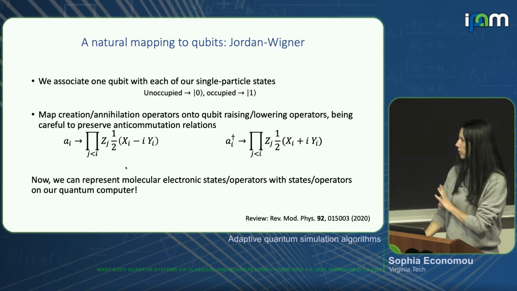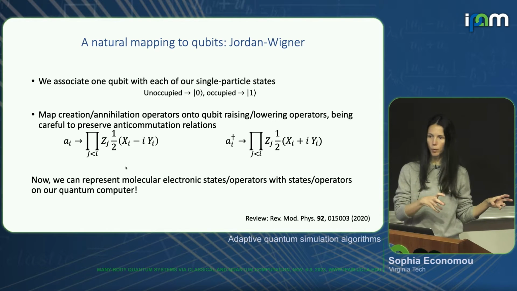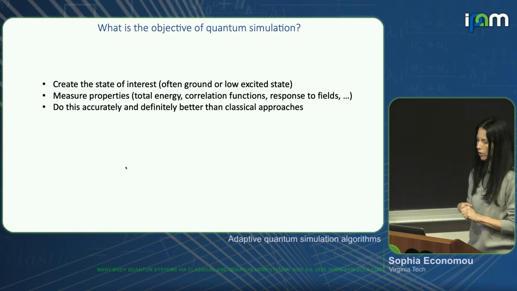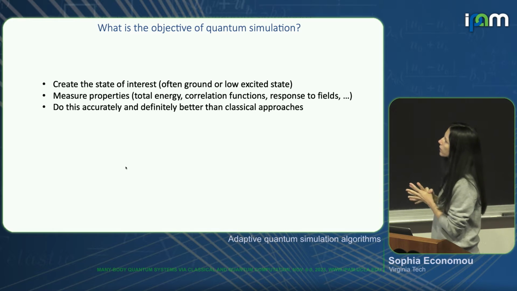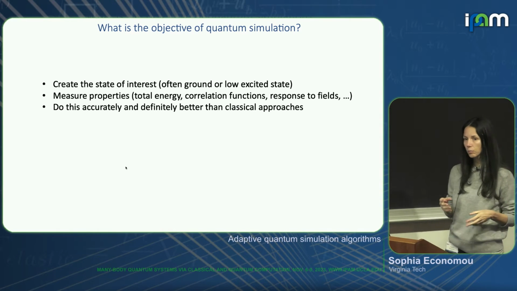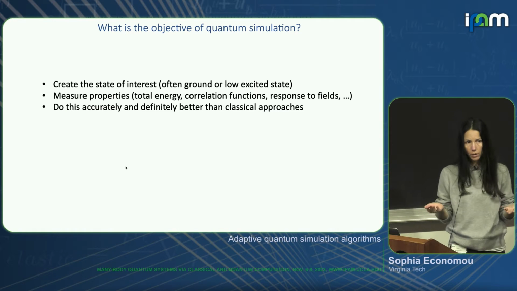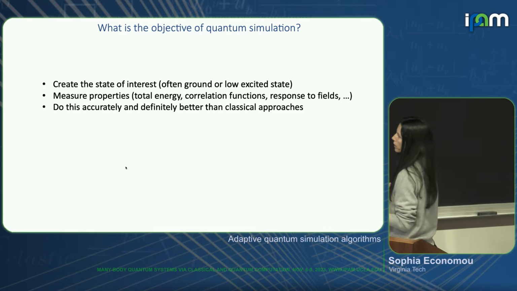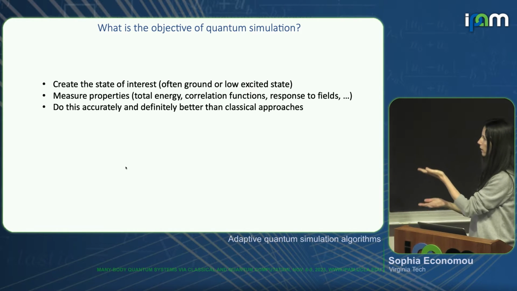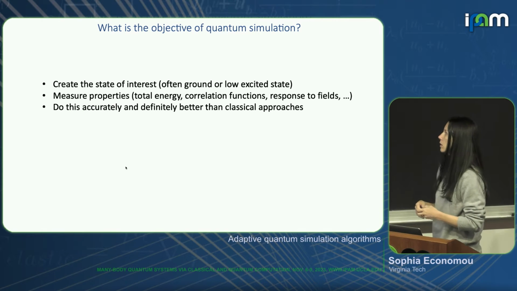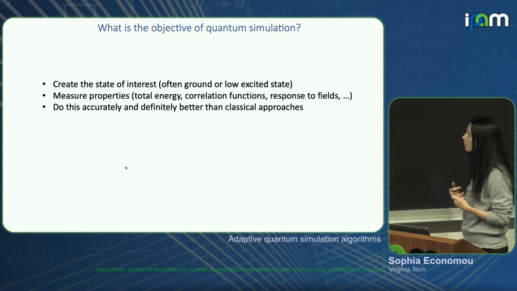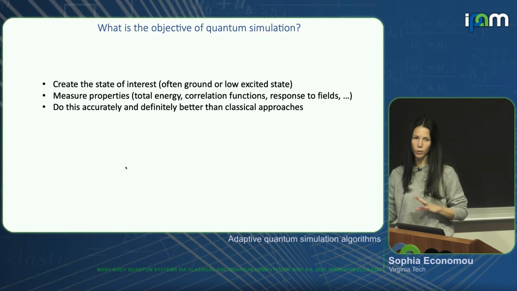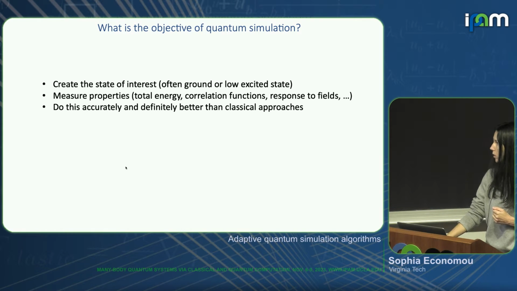All right, so this is the first step. So far, we have not done any simulation. All we've done is a mapping between the fermionic problem we're interested in solving and the qubits. So now we can go to the next step and ask, what do we do to actually do the simulation? What's the objective here? I need to create the state of interest. Often, it's the ground state of the Hamiltonian I started off to simulate, or some low excited states. And then I'm interested in measuring some properties. It could be the total energy, if this is, let's say, a molecule where I can define it unambiguously. It could be some correlation function, response to electromagnetic fields, etc. And for this to be meaningful, it should be done accurately enough and better than classical approaches, which, of course, we're nowhere near yet. But that's the goal. So how would we do that?